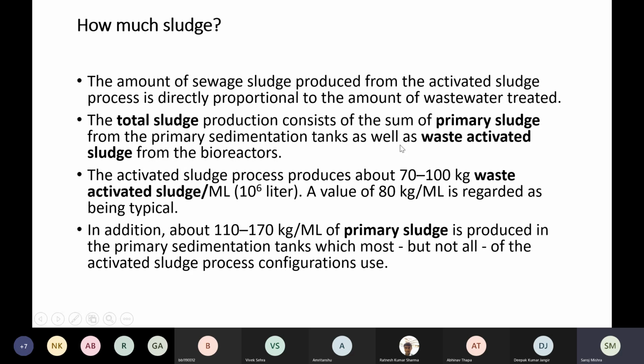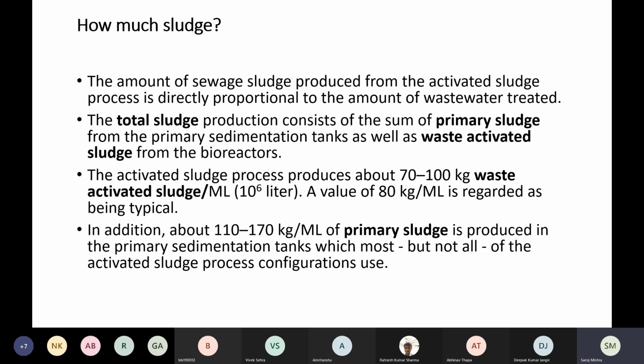So when you look at how much waste activated sludge is produced, it is about 70 to 100 kilogram of waste activated sludge produced per megaliter. Okay, so roughly about 80 kilogram on an average. About 80 kilogram of sludge is produced per megaliter of wastewater which is being treated. Now, in addition to that, here we are talking about the waste activated sludge, but the primary sludge is also accumulated, which is of the order of 110 to 170 kilogram. Okay, so you know that you are dealing with a large amount of sludge.